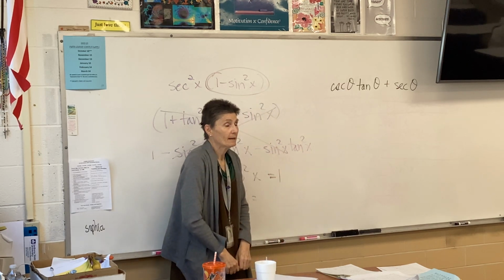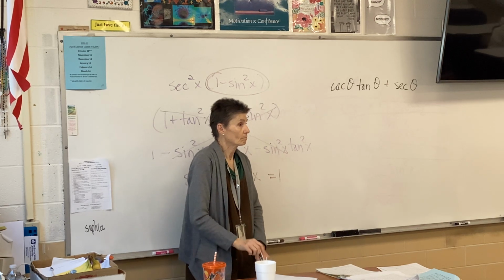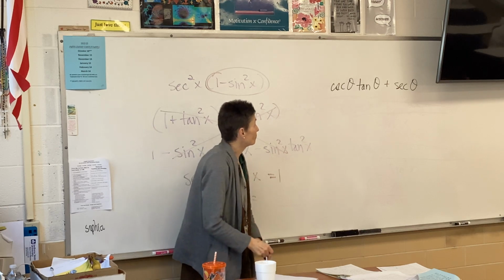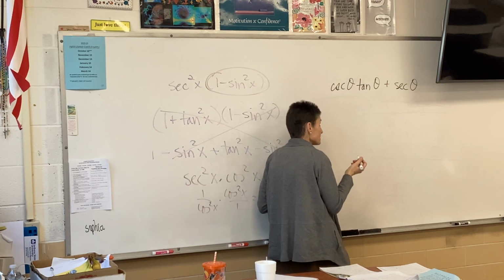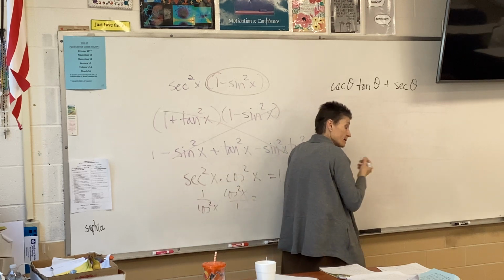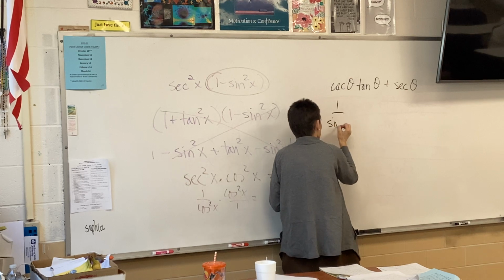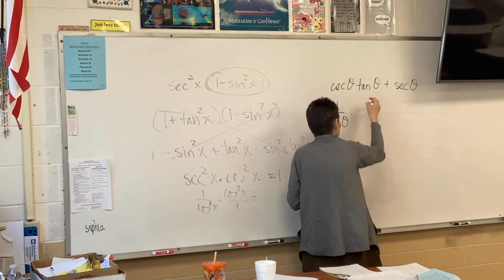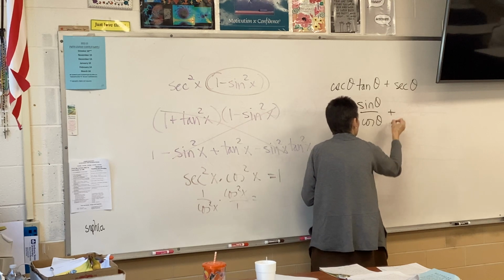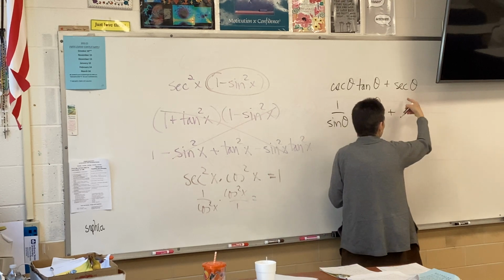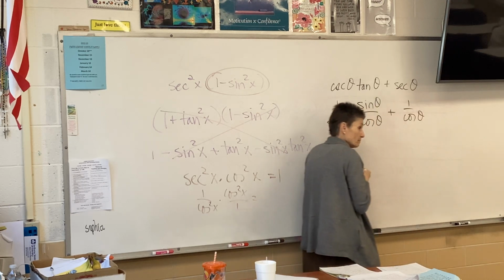Okay, I need an idea. Switch tan into sine over cosine. And while I'm at it, why don't I switch cosecant into what? What's 1 over cosecant? Sine. So I'm going to think of this as 1 over sine, and then tangent is sine over cosine. And then I might as well change that into 1 over cosine.